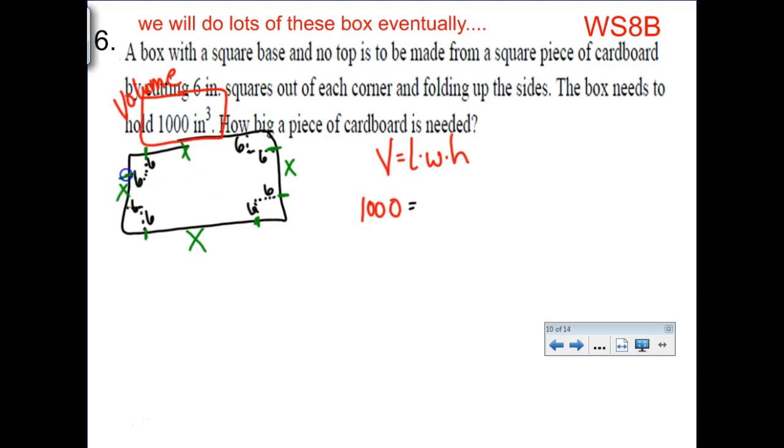All right. So the length is X. The width is X. What is the height? So if you folded these corners up, how tall, how deep would this box be? 6 inches. Very good. All right, guys, can we solve that? This is x squared times 6, so it's 6x squared equals 1,000. I think this comes out to a decimal, and that's all right.